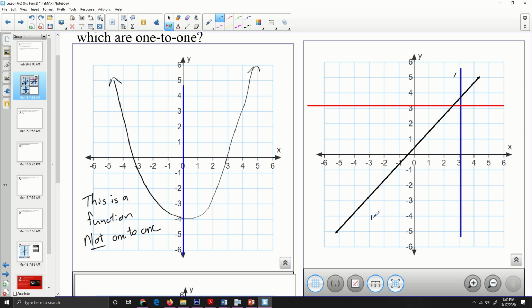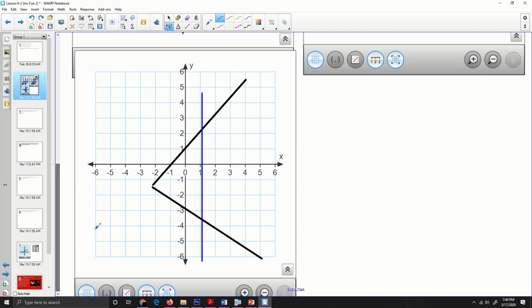This thing is a function and is one-to-one. And then this one here is neither a function, and if it's not a function, it's definitely not one-to-one.